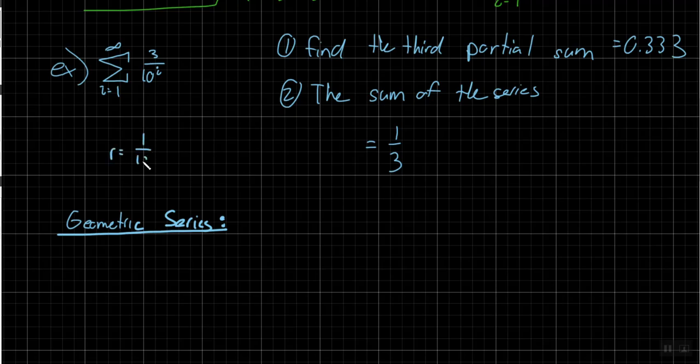Yep, 1 over 10, which is the same as 0.1. What was our very first term? Yeah, 3/10, so 0.3. It's easier if we just do decimals right now.